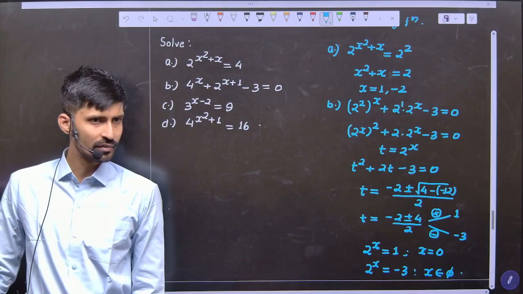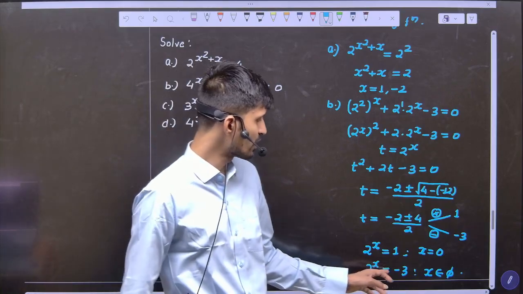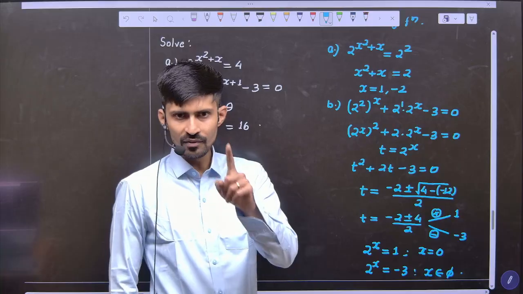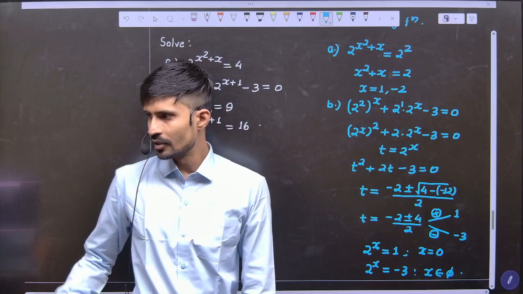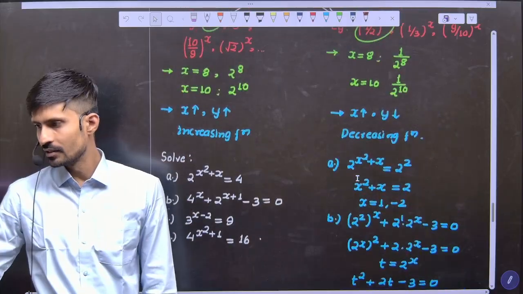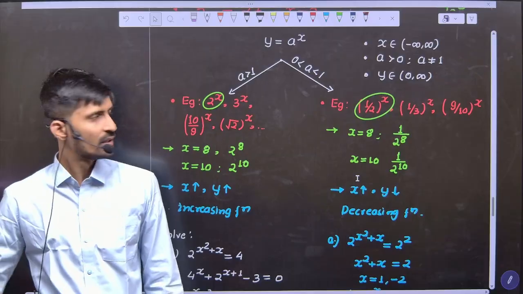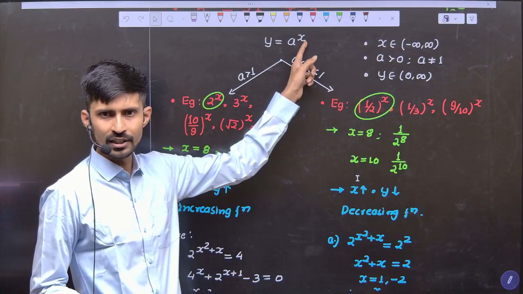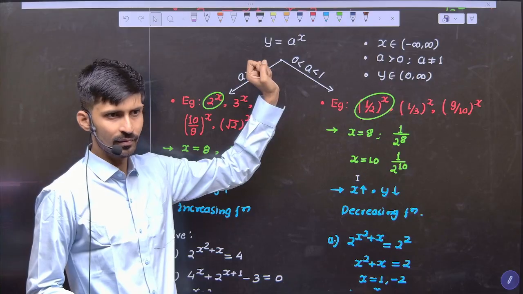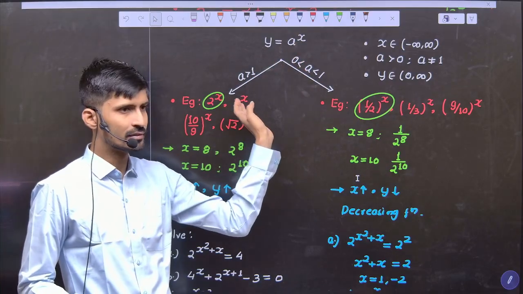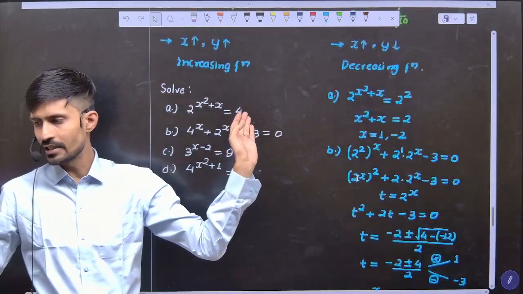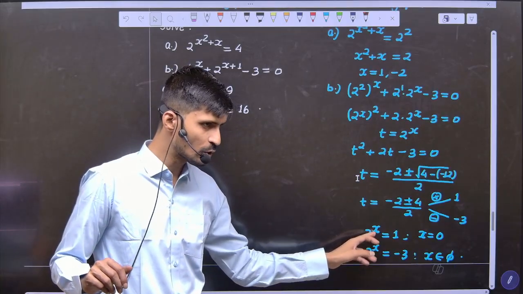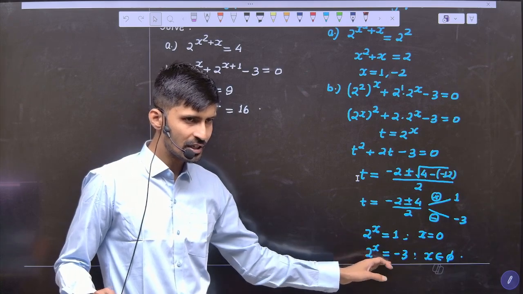2 raised to x is a positive number. So a positive number is equal to a negative number. Not possible. That time you learned y was greater than 0, in exponential functions. The value of a raised to x, a is positive. Positive raised to anything will be positive, so its output will be positive. Here it is saying 2 raised to x is minus 3. It is never possible because 2 raised to x is always a positive number. Positive number equal to negative number, not possible.